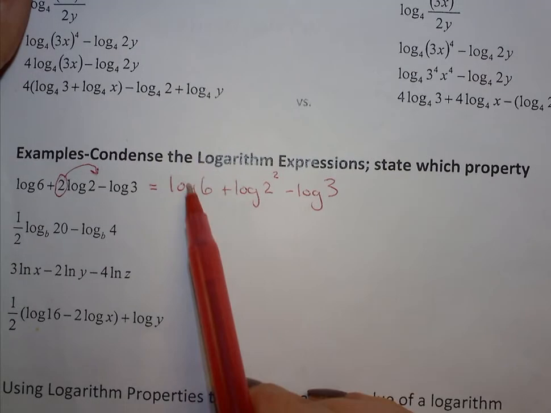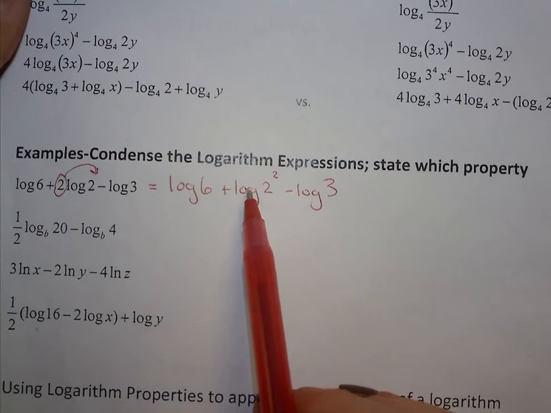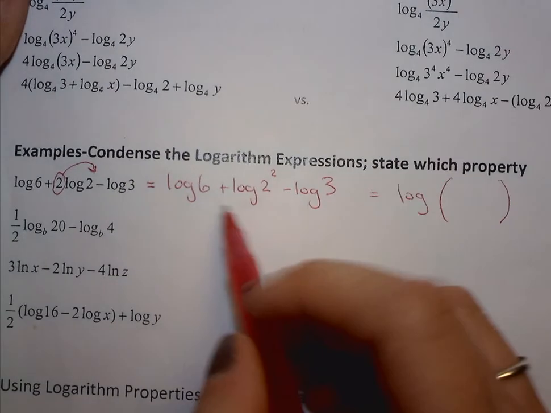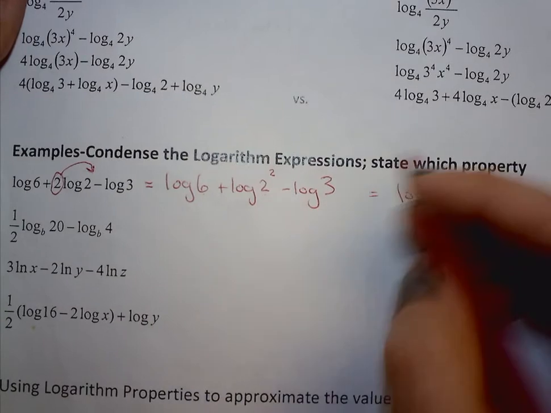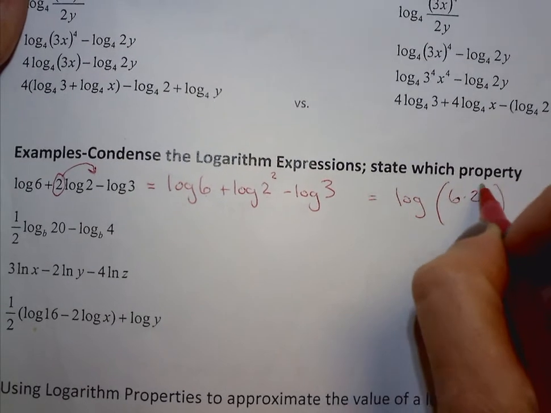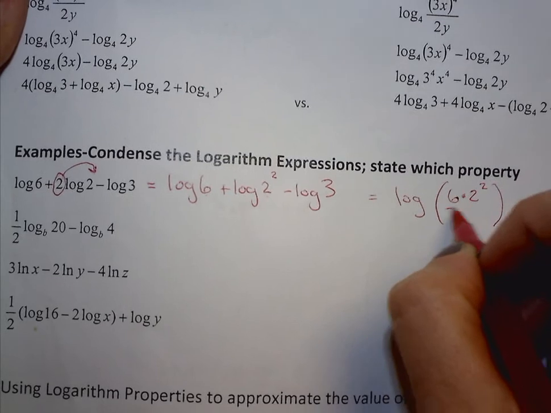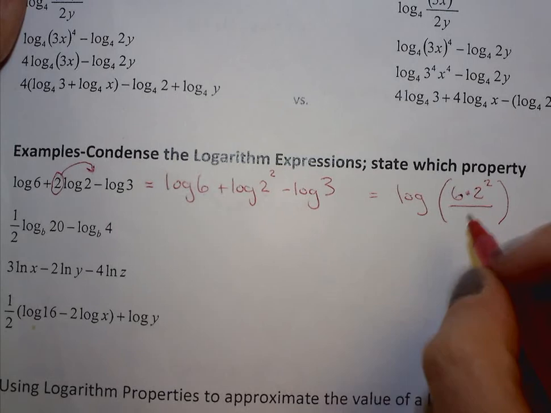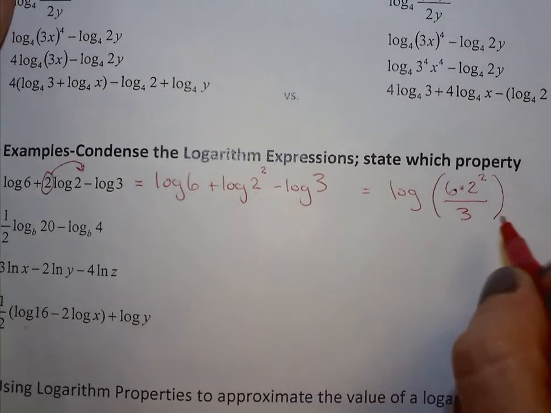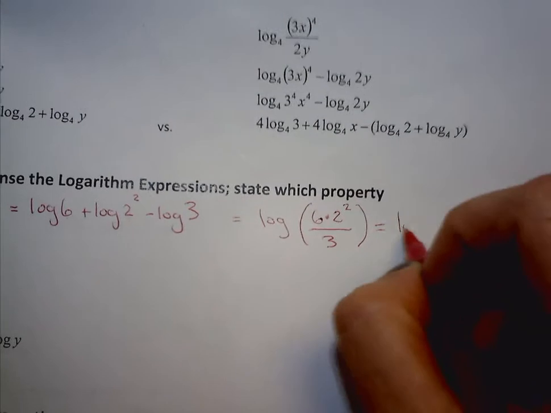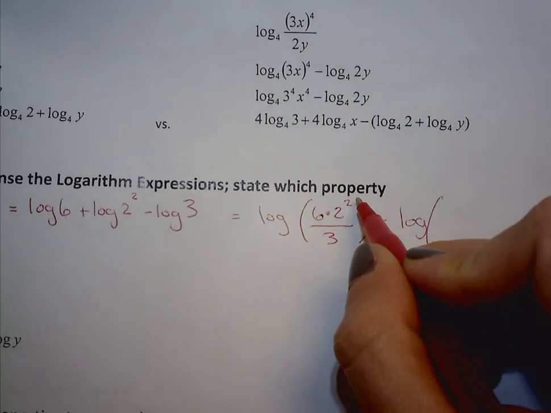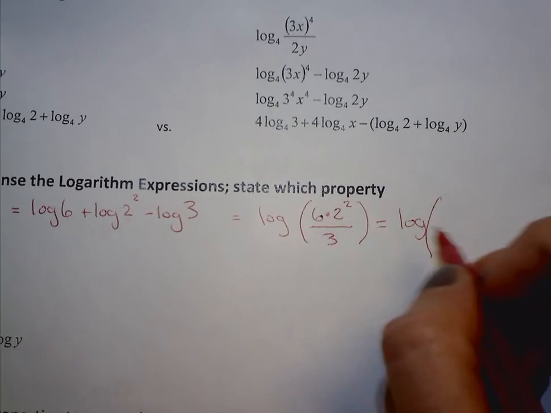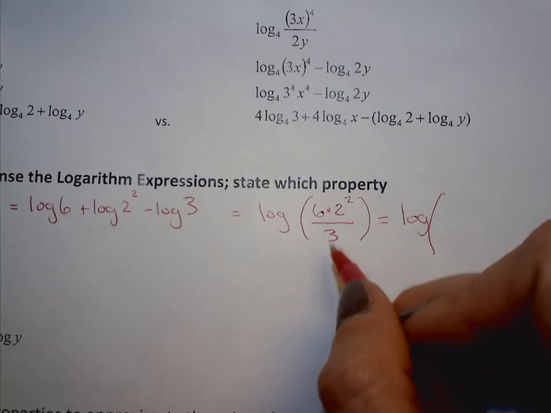Now these two logs I'm adding, so if I want to put this in one log, that means I'm going to have 6 times 2 squared. And then I'm subtracting this log, so that means I divide. So on the bottom, I'm just going to have the number 3. And I can reduce this if I want. This would be log 2 squared is 4. 4 times 6 is 24. And then 24 divided by 3 is 8.